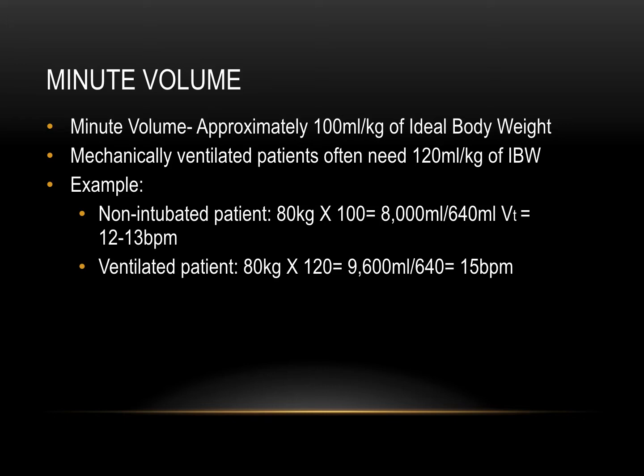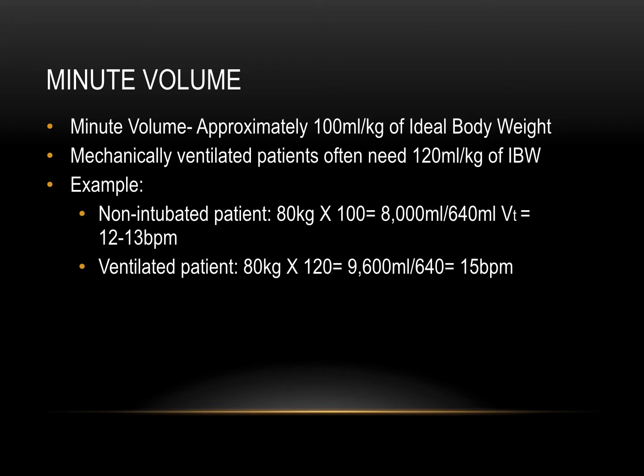If we take an 80 kilogram patient, multiply that by 100, they move about 8 liters or 8,000 mils of air over the course of a minute. Their tidal volume is going to be about 640. And if we divide our minute volume by our tidal volume, that gives us about a respiratory rate that we should be in, assuming that they don't need a higher or a lower respiratory rate based on their respiratory and metabolic needs.